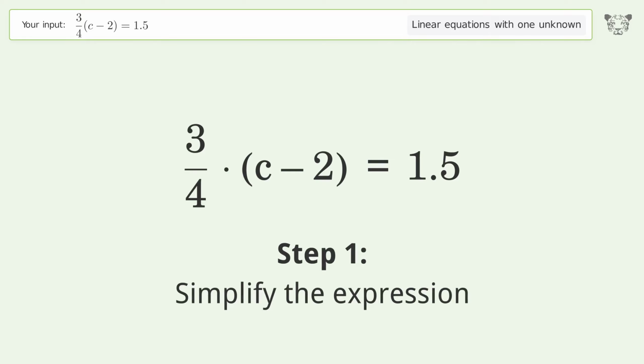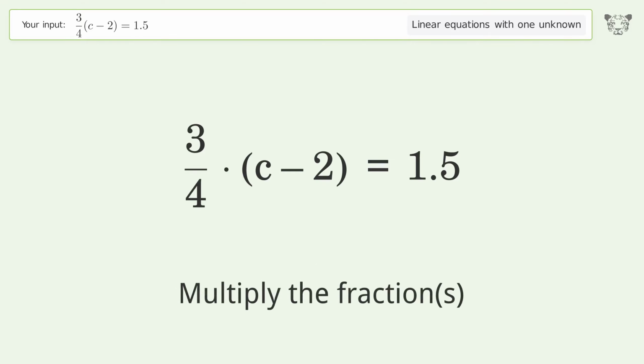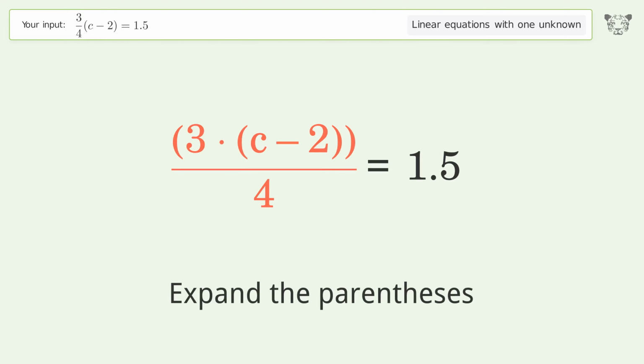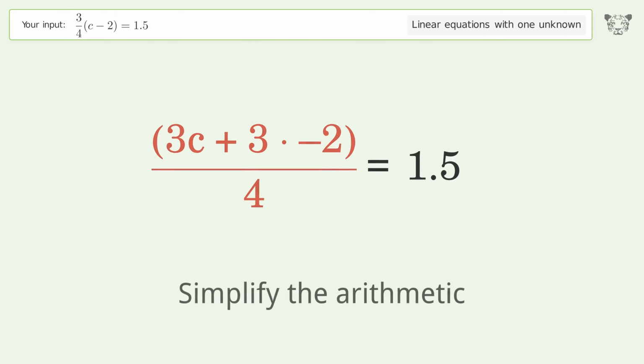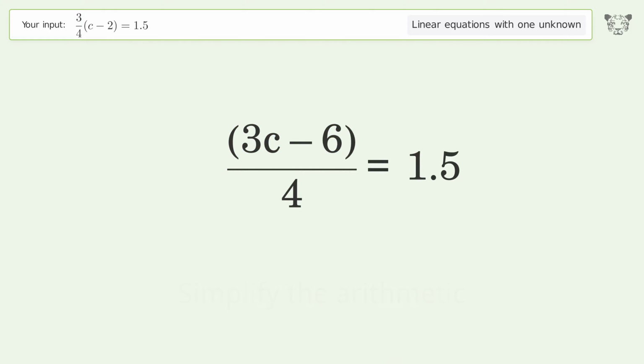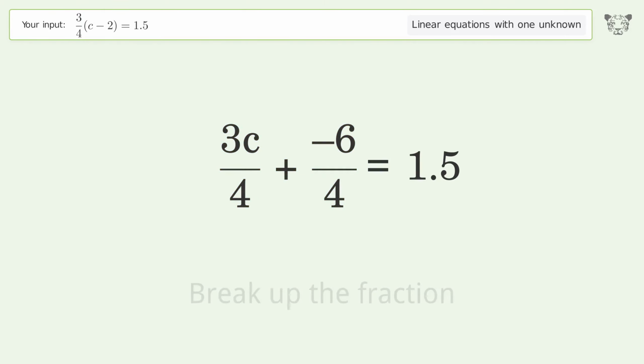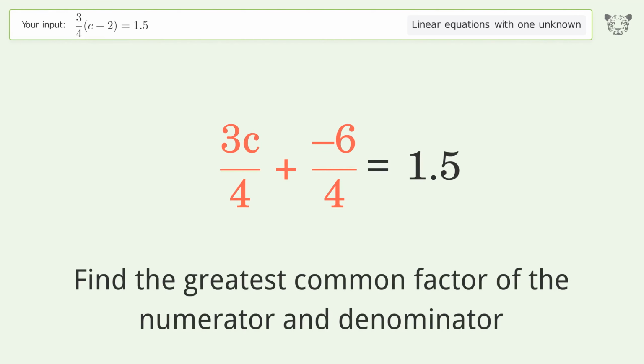Simplify the expression. Multiply the fractions. Expand the parentheses. Simplify the arithmetic. Break up the fraction. Find the greatest common factor of the numerator and denominator.